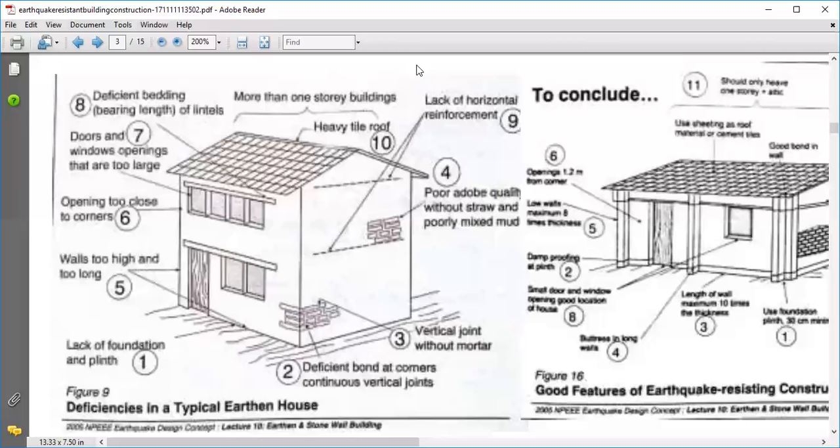All of you, draw this diagram in your notebook with respect to the following points, from point number 1 to point number 10. Write down point number 1 as a lack of foundation and the plinth level. Second one is the deficiencies at the bond at the corners continuous to the vertical joints.